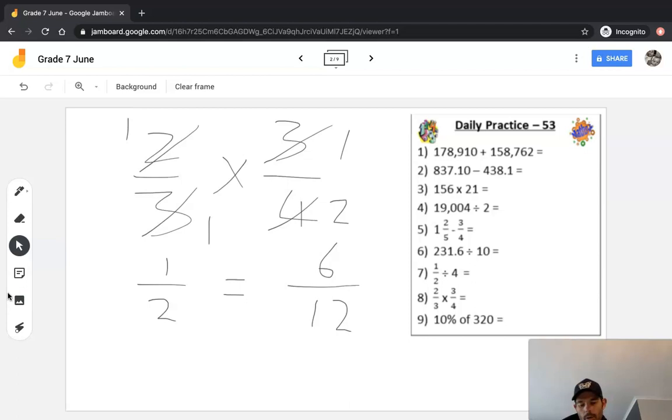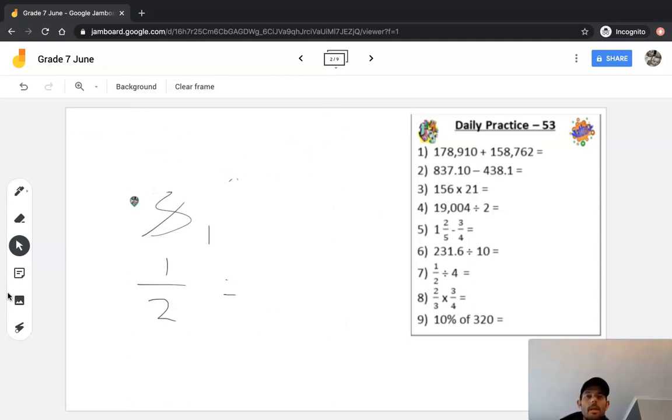Your last question, question 10, is to find the percentage of an amount. Okay? And we've spoken about the different ways that you can do this. I can find 10%. I simply just need to divide by 10. So 10% of 320 is 32.